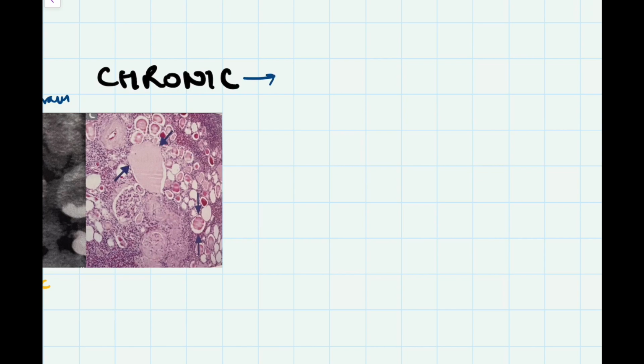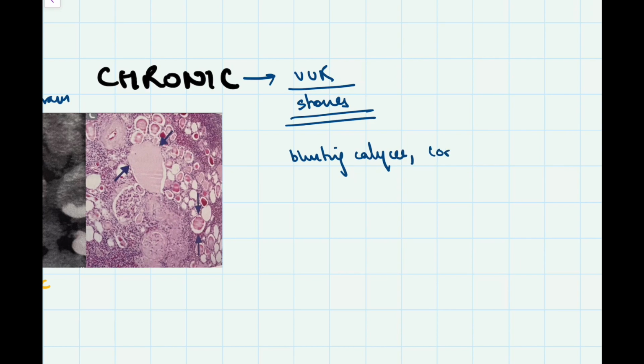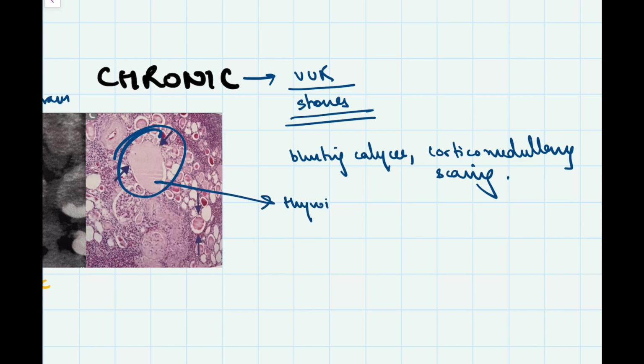Patients who have predisposing conditions like either vesicoureteric reflux or chronically obstructing kidney stones, right, they are the ones that develop chronic pyelonephritis. Here, we can see the blunting of calyces along with corticomedullary scarring. If you look at the tubules, the tubules will contain eosinophilic casts that resemble thyroid tissue, right? And this is what is known as thyroidization of kidneys.